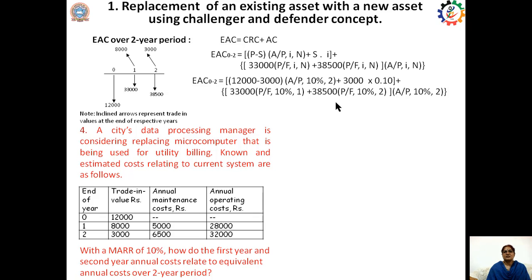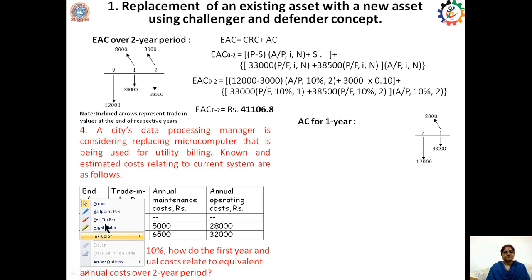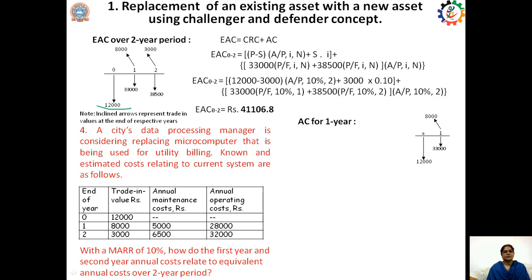A to CRC we can add. So the value we get is 41,1606.8. Now let us consider the second calculation, AC for 1 year. That means only the first year should be considered. I'll just use the arrow here. Only for the first year to be considered means it is only this much.